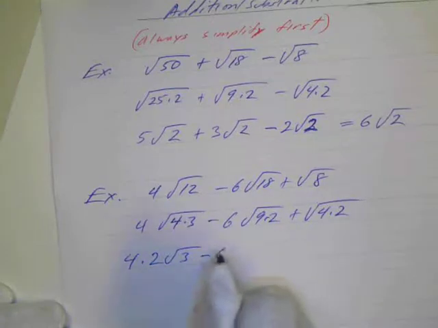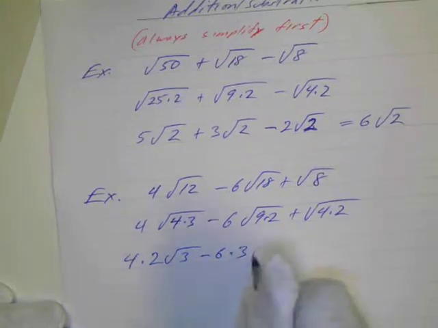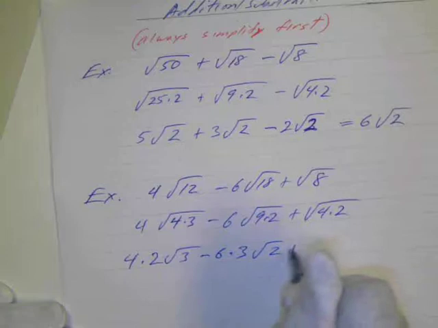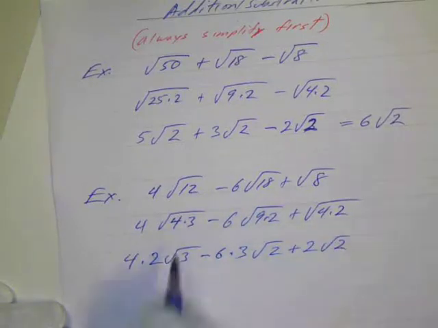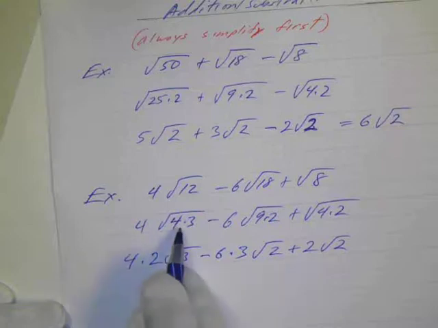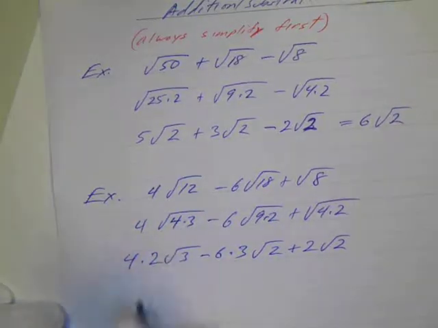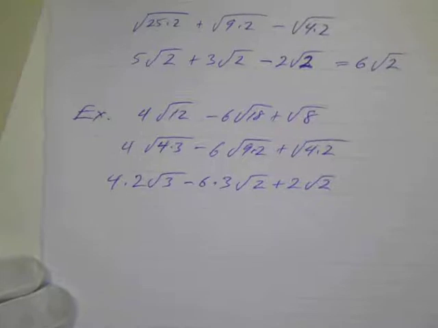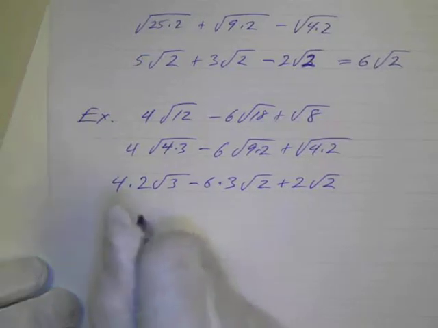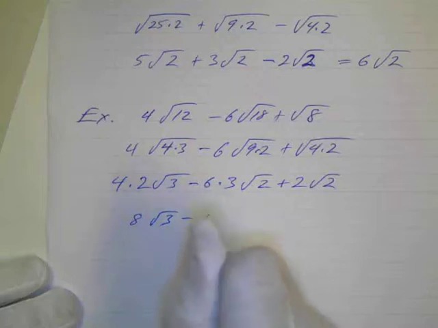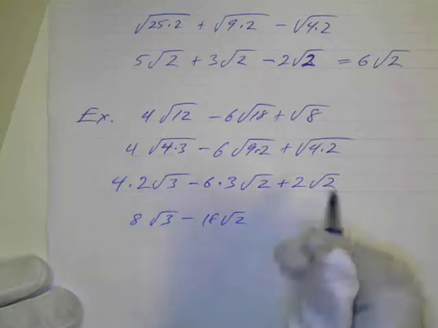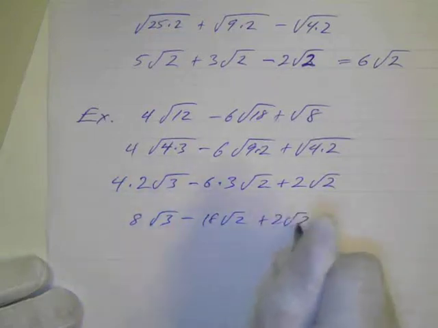And this is going to be minus 6. And what's the square root of 9? 3 times the square root of 2. And the square root of 4 is 2 times the square root of 2. So you got to be careful when you're bringing these out because sometimes people just multiply 4 times 4 rather than 2 times 4. So what's 4 times 2? That's going to be 8. Minus, and what's 6 times 3? Plus 2 square roots of 2.